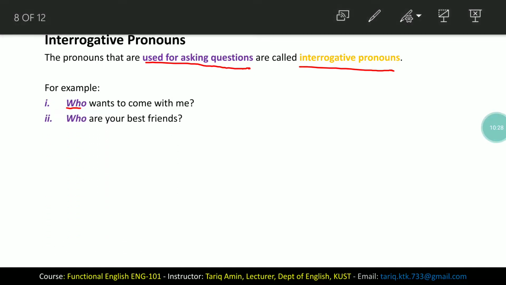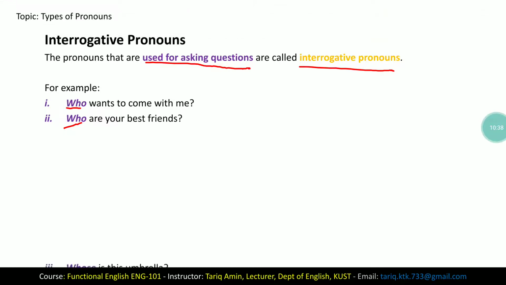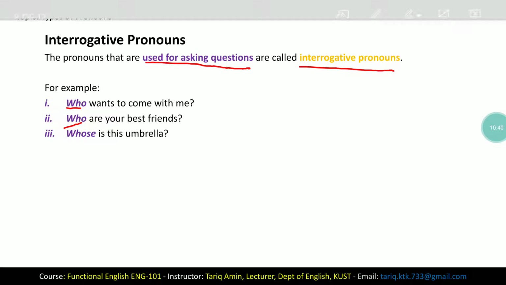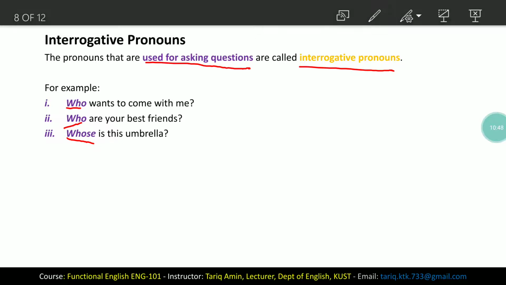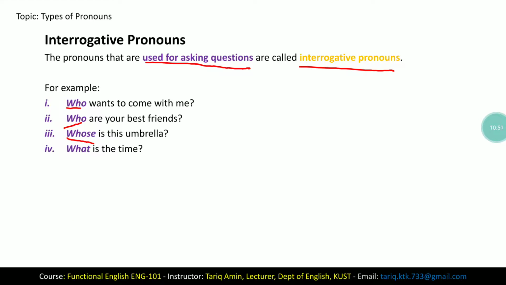And who are your best friends? In this example, once again, who is used for asking a question, as an interrogative pronoun. Whose is this umbrella? Once again, whose is an interrogative pronoun because it is used to ask a question. The same is the case with what, because it is also used for asking a question in this example. So interrogative pronouns are those pronouns that are used for asking questions.